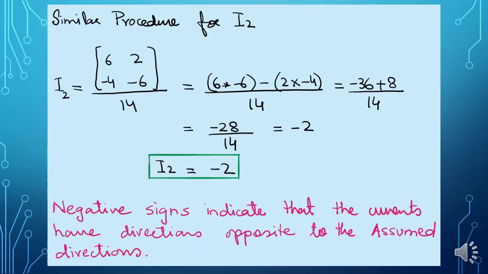Similarly, in case we have to find the value of I2, we replace our second column with the values on the other side of the equal sign, 2 and minus 6, and divide by the determinant value like this. After solving, we come to know that the value of I2 is minus 2 amperes. Sorry, it is amperes. I forgot to mention the sign here.